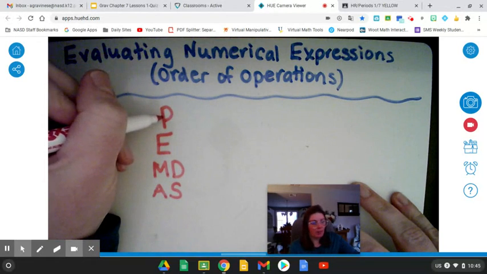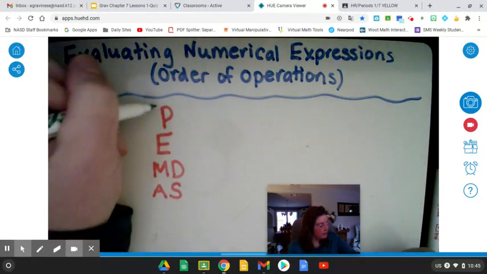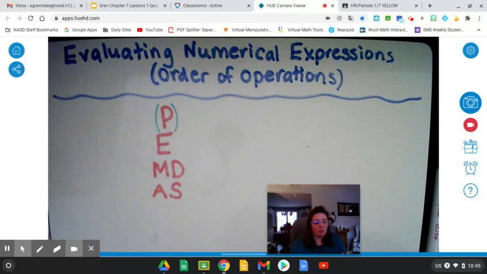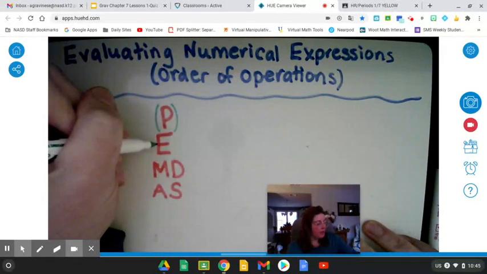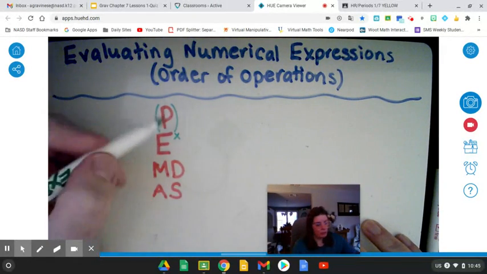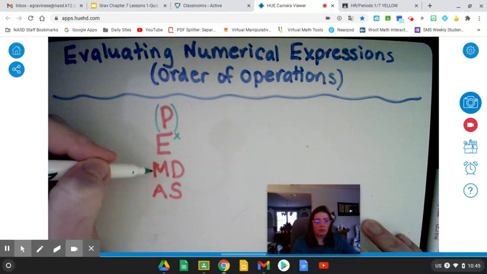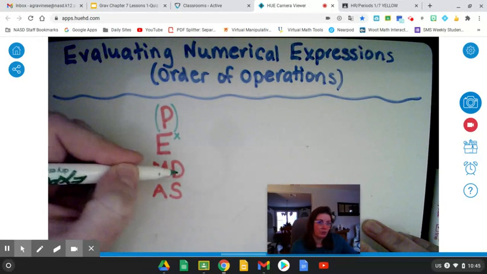The P in PEMDAS means that anything inside of parentheses or other grouping symbols has to get evaluated first. And then you would move on to anything with an exponent, which is repeated multiplication of the same number. And then you would move on to multiplication or division.